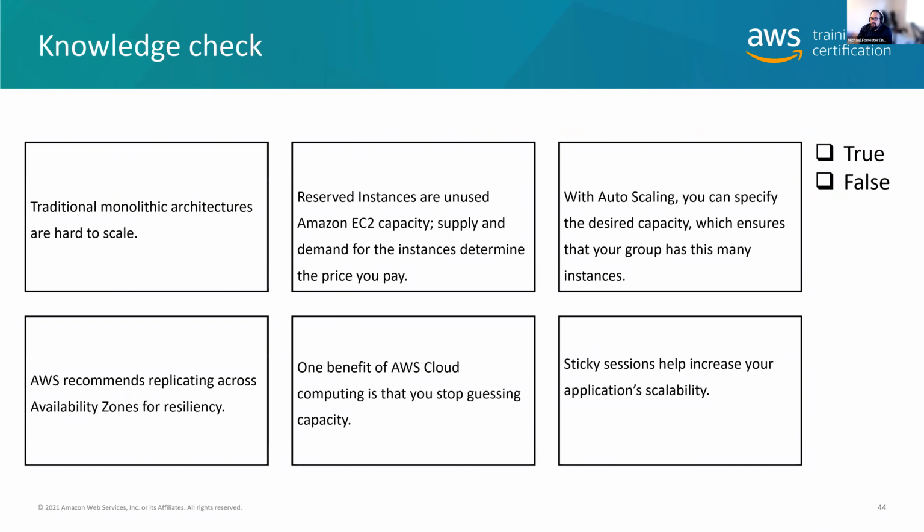Traditional monolithic architectures are harder to scale. Now, I agree with that. I mean, technically that's true. And I see a bunch of you putting true, and that's fabulous, right? But I just want to say that we do actually know how to scale traditional monolithic architectures. You just add another virtual machine, right? It's not hard. I think a better question would be, are they efficient at scaling? And they're not efficient at scaling.